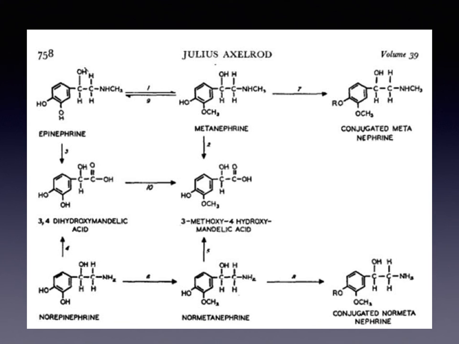According to this figure that I put up on my slide, it shows the metabolism of epi and norepi. Reactions 1, 6, and 10 are catalyzed by catechol-O-methyltransferase, with S-adenosyl methionine serving as a methyl donor, and divalent cations are required.